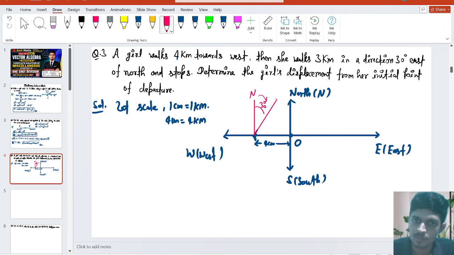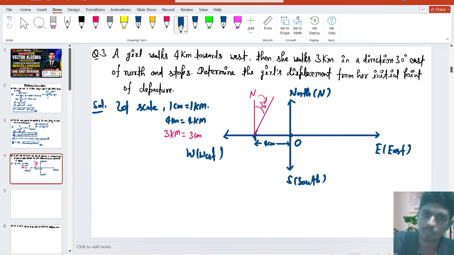Okay, so this is 30 degree. And what is 3 kilometers? So what is 3 kilometer here? 3 kilometer is equal to 3 centimeter. So we simplify it as 3 centimeter. From this direction, taking the scale here, we measure the 3 centimeter here. So this is a 3 centimeter.